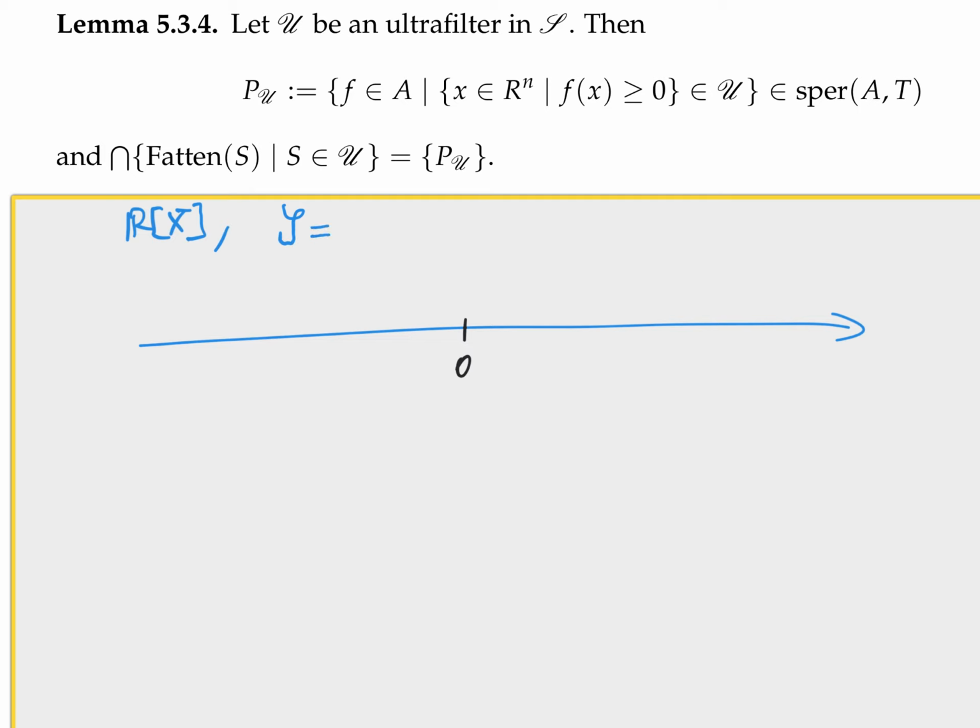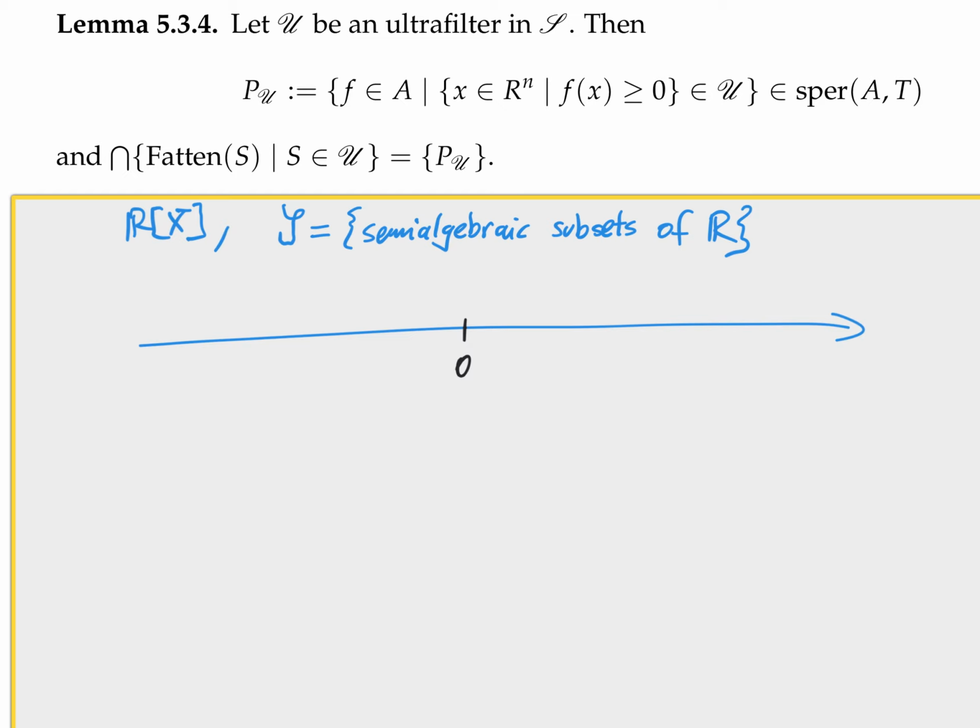So I look at the Boolean algebra of all semialgebraic subsets of R. I think you know how this looks, right? These are finite unions of intervals. It consists exactly of finite unions of intervals, right? And now I need an ultrafilter on this.